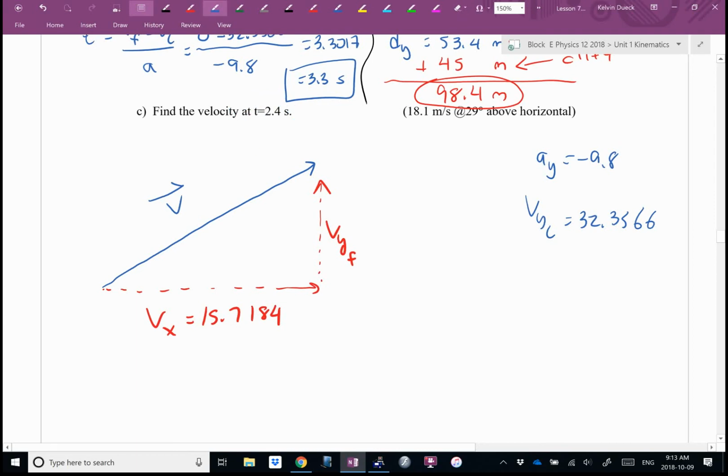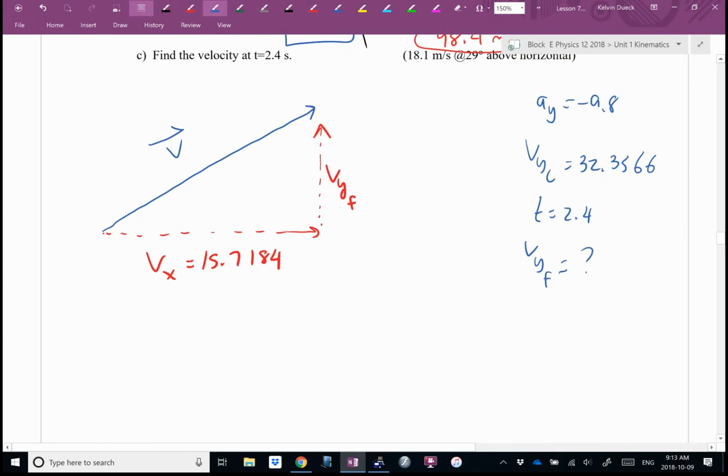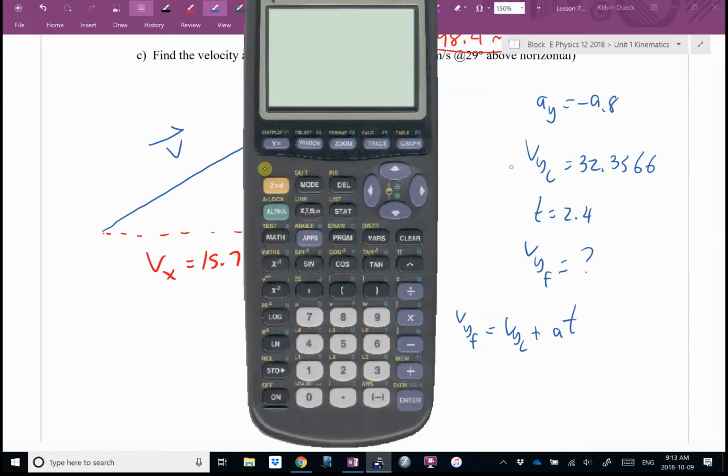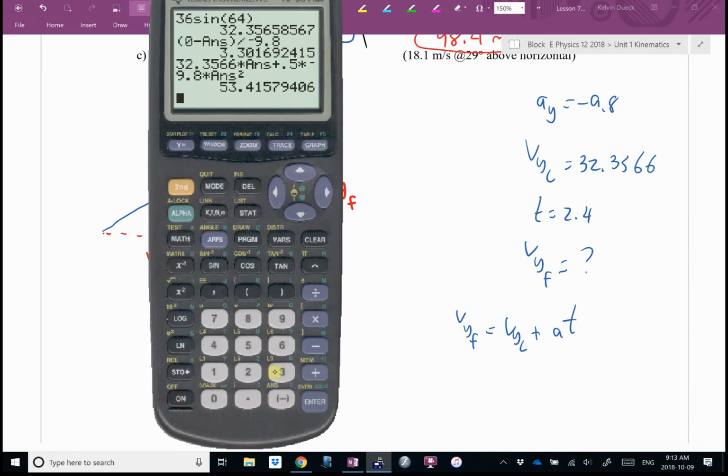So I don't have to spend most of my time finding time. They gave me time, and if you know time, the question falls apart. So time is 2.4. Is that enough for me to find Vy final? Yeah, okay. What equation could I use? Oh, that one? So although this question looked really intimidating at first, if I break it up into the proper chunks, into the proper components, it actually ends up being pretty good. I get Vy final equals Vy initial plus at. It's going to be Vy initial, 32.3566 plus negative 9.8 times 2.4.